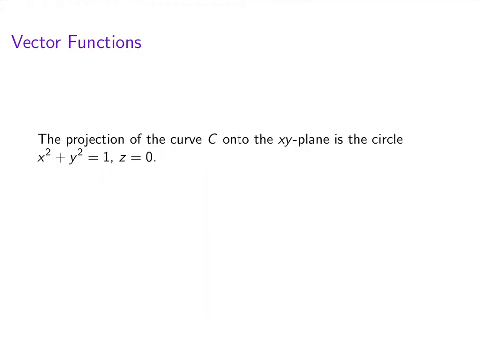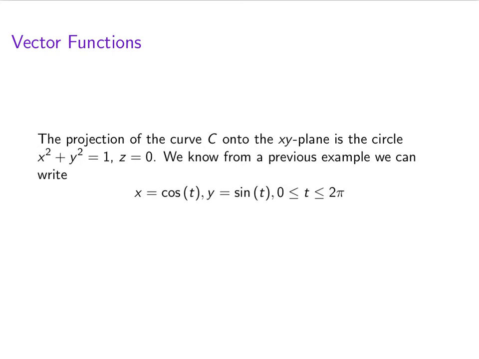So let's take the projection of this curve onto the xy plane. It's the circle x squared plus y squared equals 1 and z equals 0. So that's not the curve C, that's the projection of C onto the xy plane. Now, we talked about how we can write down a parameterization of this circle. We can just say x equals cosine t, y equals sine t, and t goes from 0 to 2 pi.